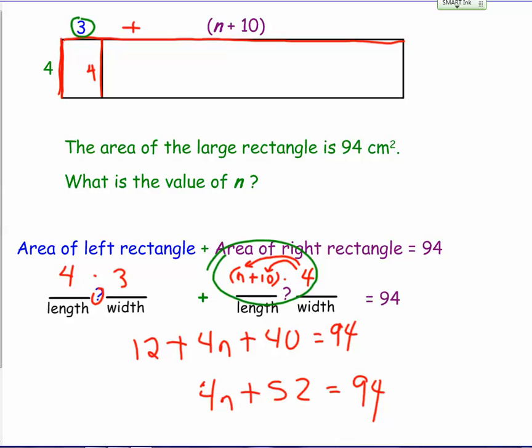So the width is 4 times n plus 10. And I put that in brackets on purpose because remember you have 4 groups of n and 4 groups of 10. You must distribute the 4 to n and 10. So that's 4n plus 40, and we know that the sum of this area and this area is 94. So the next step we do is we put together our like terms. We can put together 12 and 40 because those are both just numbers. And now we have 4n plus 52 equals 94.